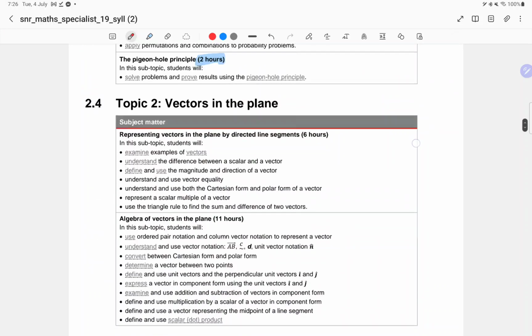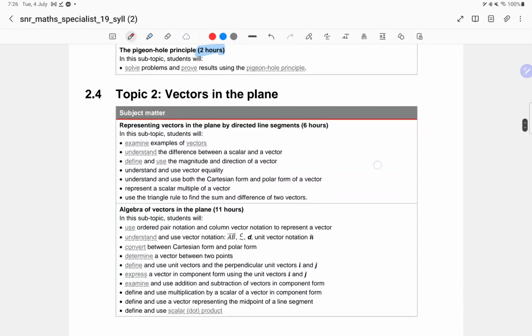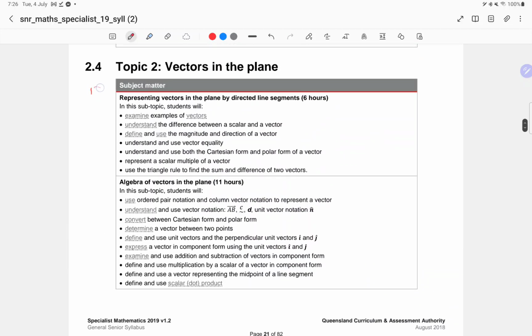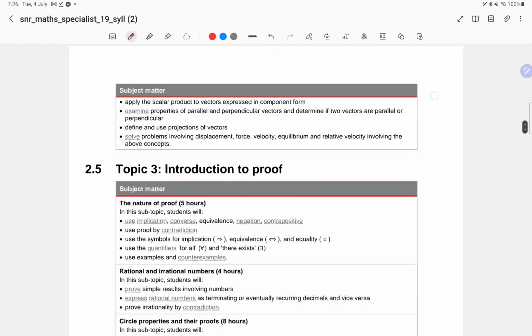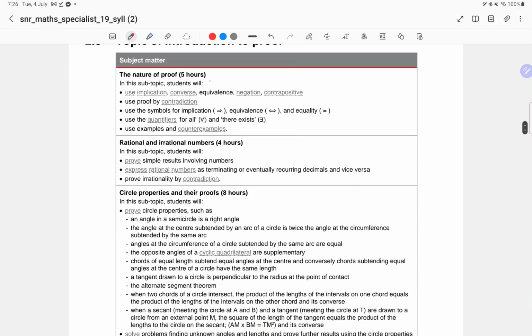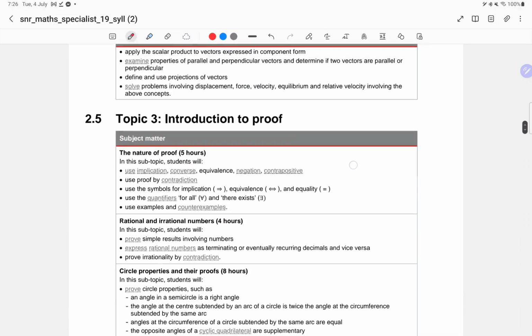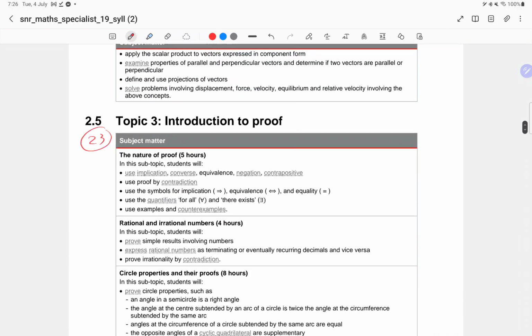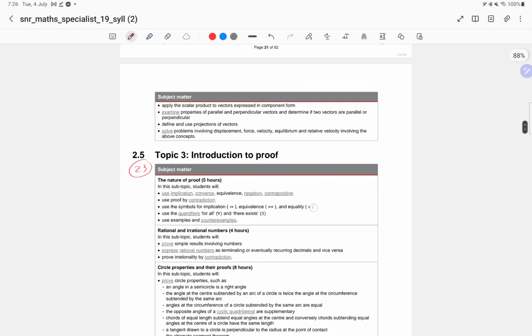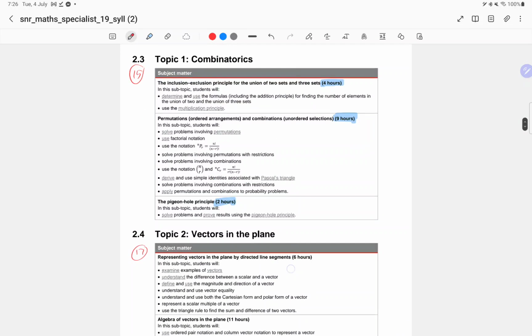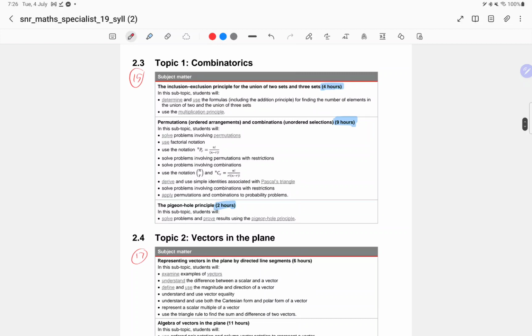Okay, if we count the vectors one, 6 plus 11, that's 17 hours. So you can guess that it's about the same amount of content. And then you look at the introduction to proof, it will be 5, 4, 9, 17, 23. This one is a little bit longer. The number of hours corresponds to how much content there is. It also corresponds to how many questions there will be in the exam.